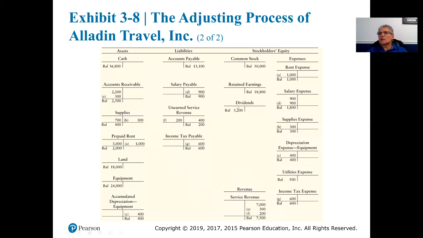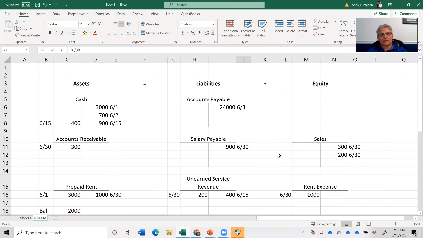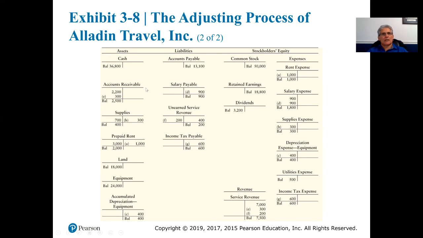And now I showed you step by step how it was working on here, but lo and behold, they're all right here: assets, liabilities, and stockholders' equity. And so all the adjustments were made through here, and we have updated balances. So the first adjusting entry, A, was $1,000 to rent expense and a credit to the prepaid rent. That was the first one.